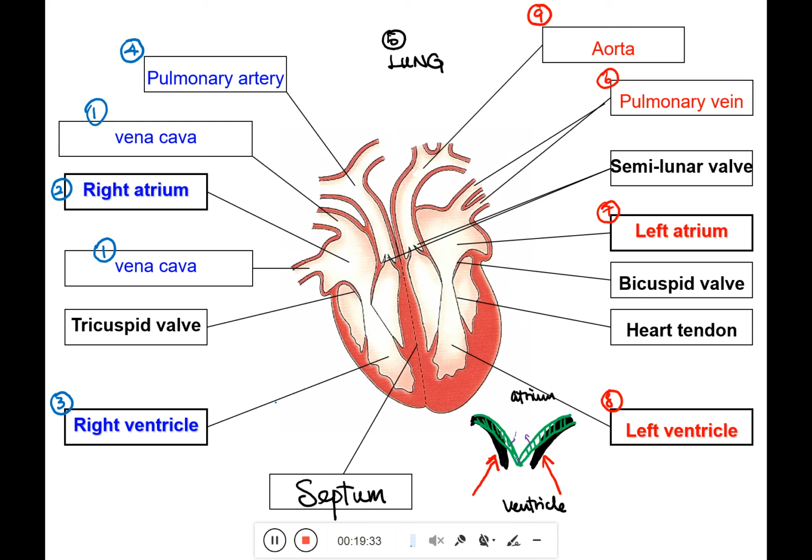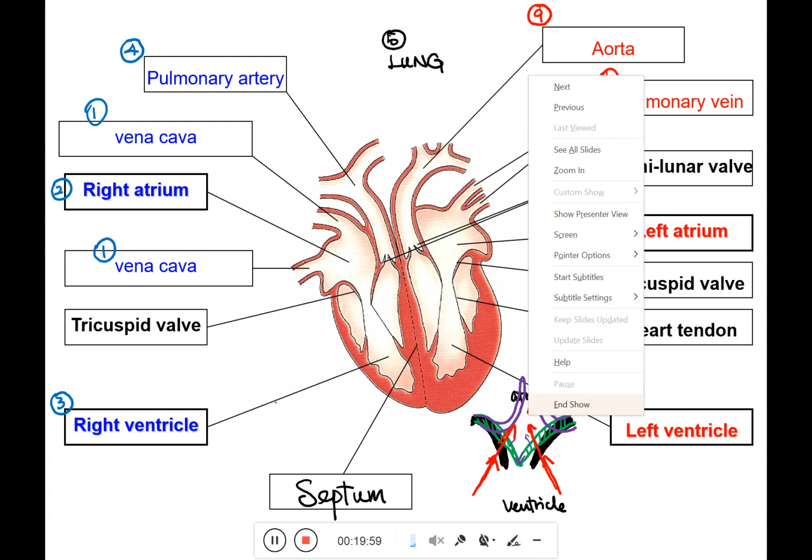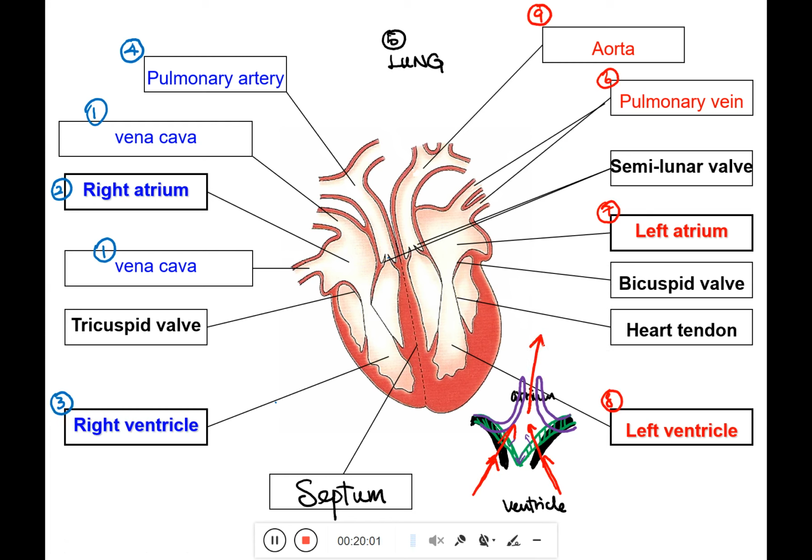normally it should close, right? They press on each other. But since the pressure is too great, there is a possible chance that the valve is turned this way, because the ventricle pressure is really, really great. And if this happens, you can see that there is a new opening created, and it causes the blood to be able to backflow.